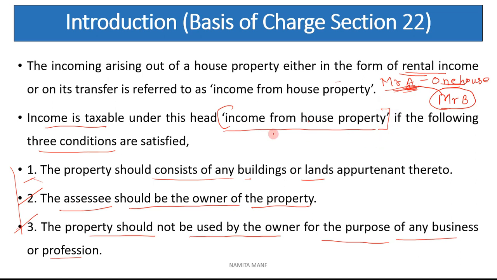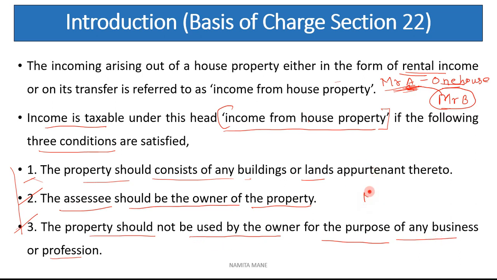I will repeat again. First, the property should consist of any building or land appertaining thereto. Second, the assessee should be the owner of that property. Third, the property should not be used by the owner for the purpose of any business or profession.